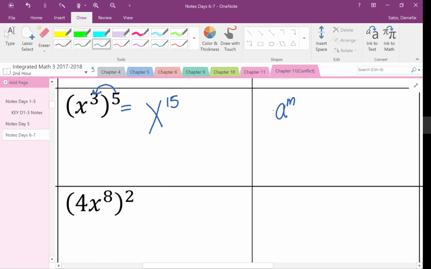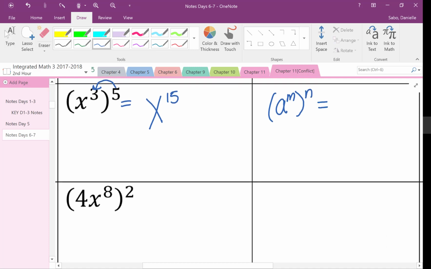So let's go ahead and write up a rule for this. A to the m. Good. So then we're going to multiply them. So a to the m times n. Okay, that's just a rule for you to look back on. A being your base, m being your exponent, and also being an exponent here. We're going to distribute it in.